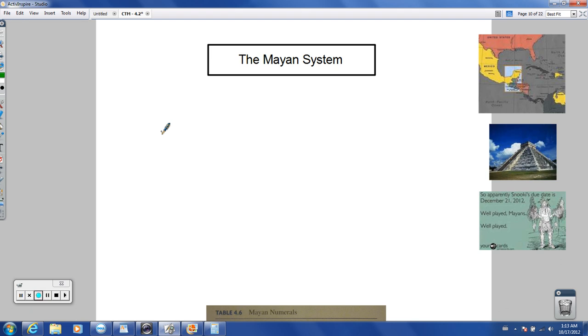So the Mayan system, the Mayans, they lived over here. If you know any of your Mexican history or Mexican geography, this is the Yucatan Peninsula right here. So they lived on the Yucatan Peninsula. So this is modern-day Mexico.